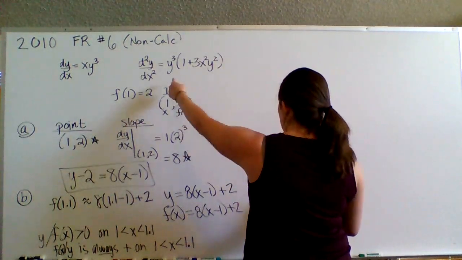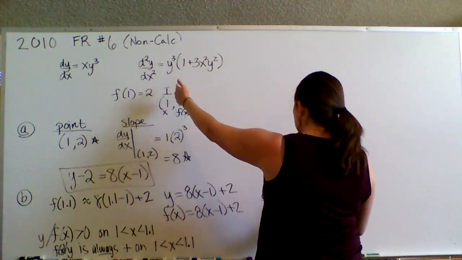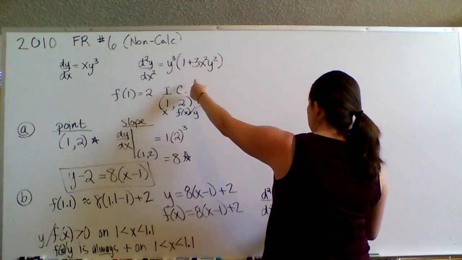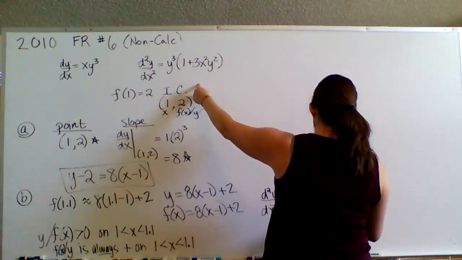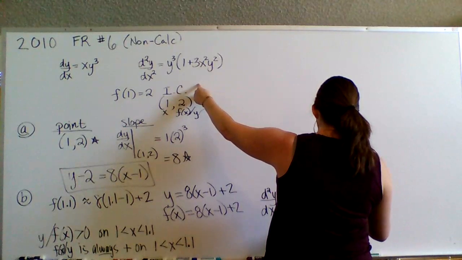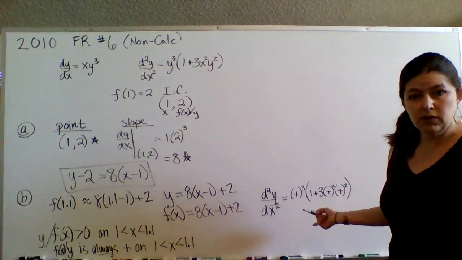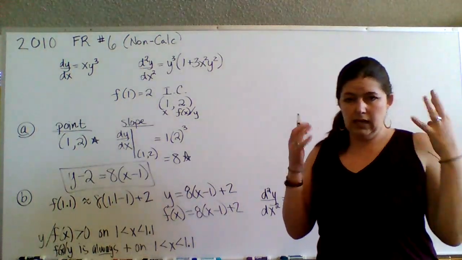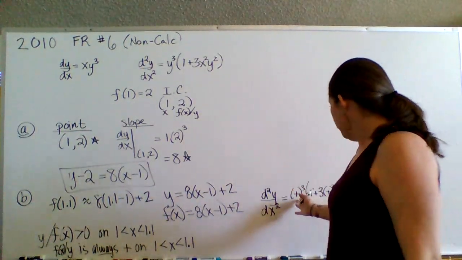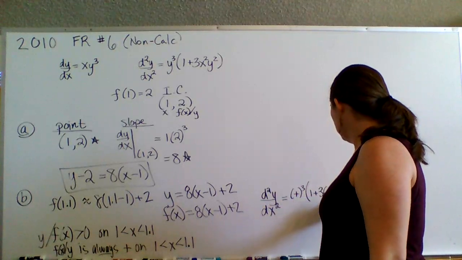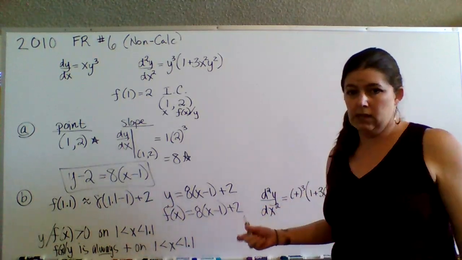So if I thought about this, just plugging in numbers, I'd have a positive number cubed. In parentheses, I would have 1 plus 3 times a positive number squared times a positive number squared. And wouldn't all of this stay positive? So that's just me thinking it out. But I'm doing a positive number cubed. That stays positive. All this would be a positive. I'm multiplying two positives together.